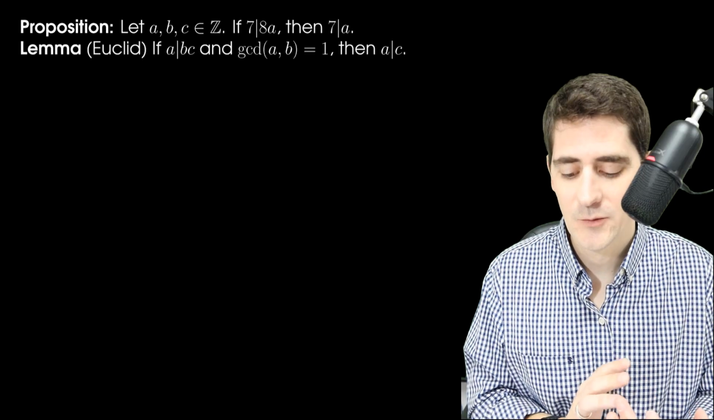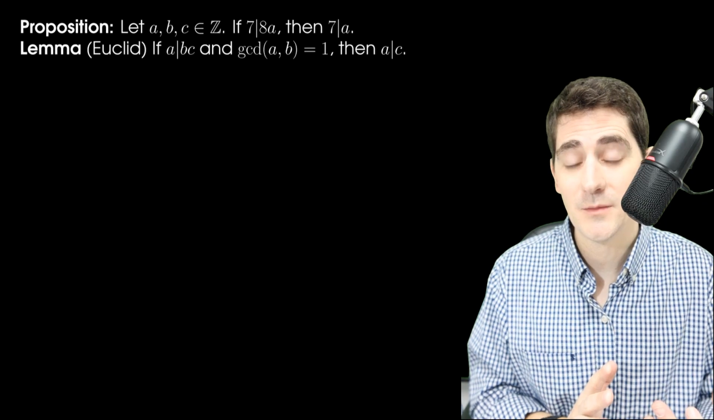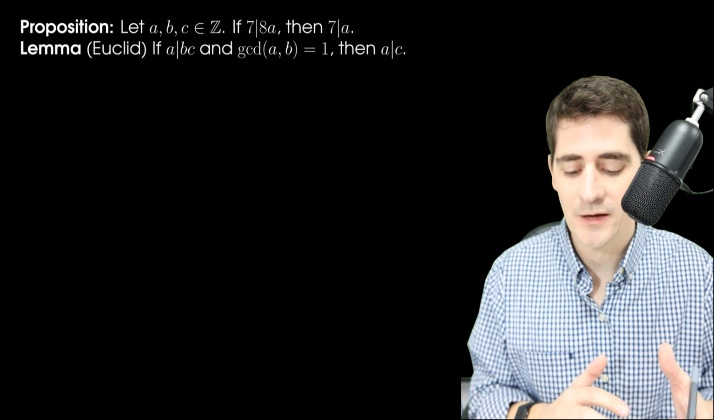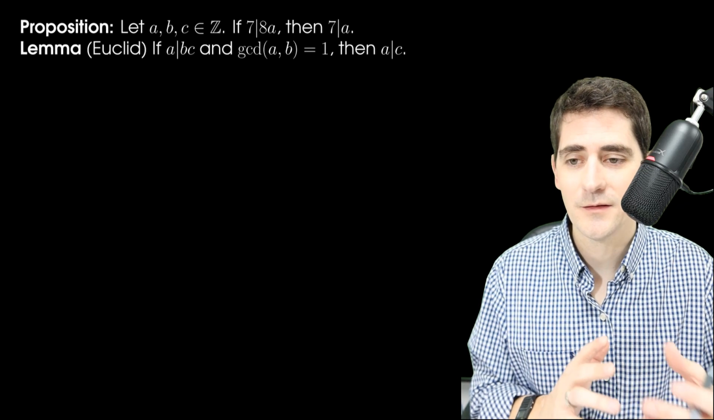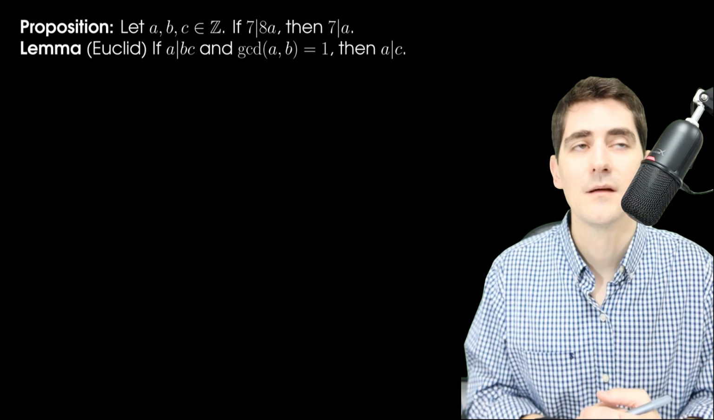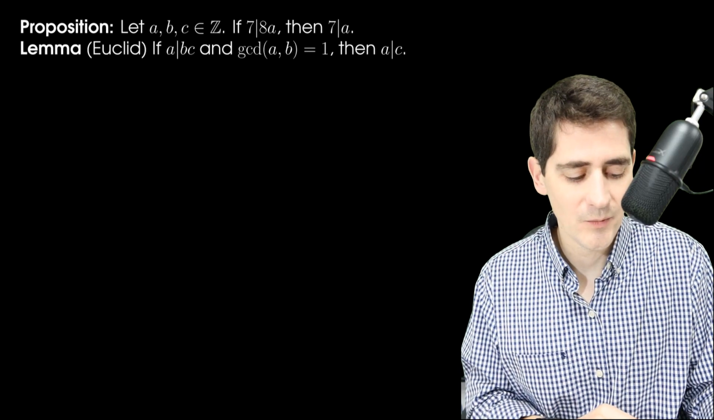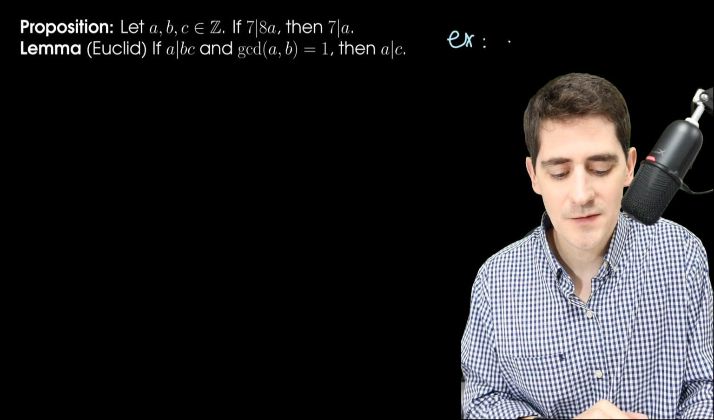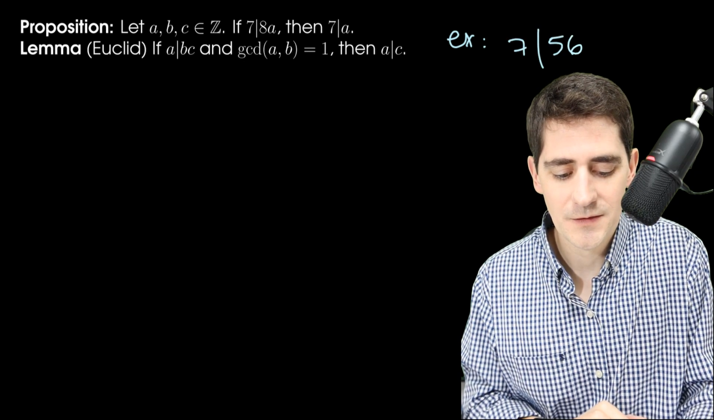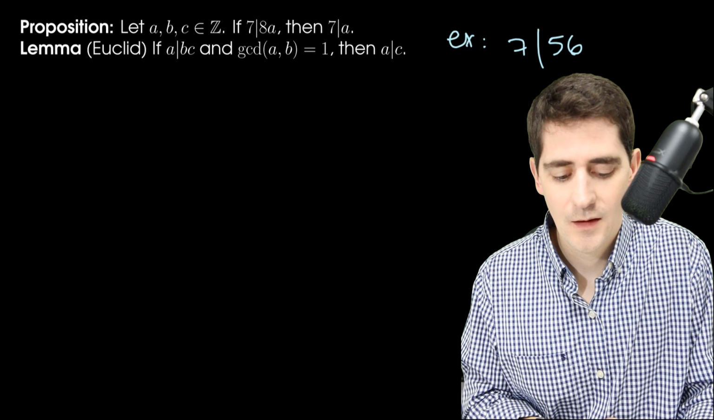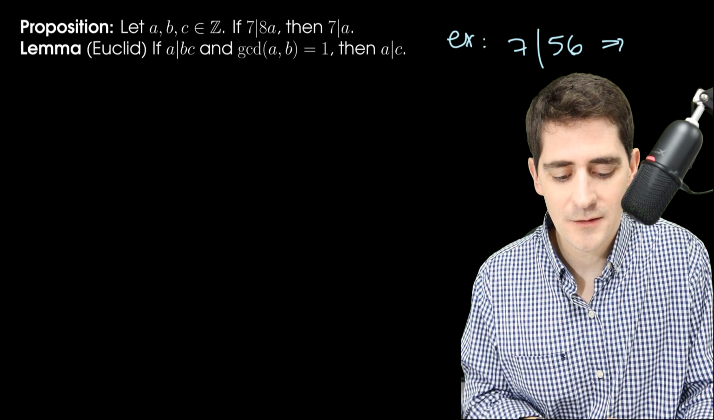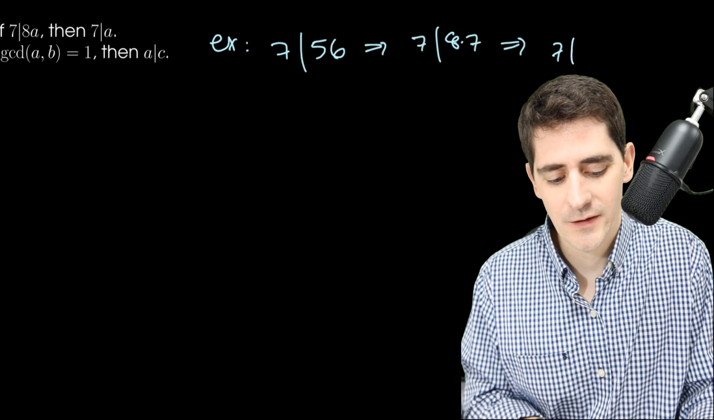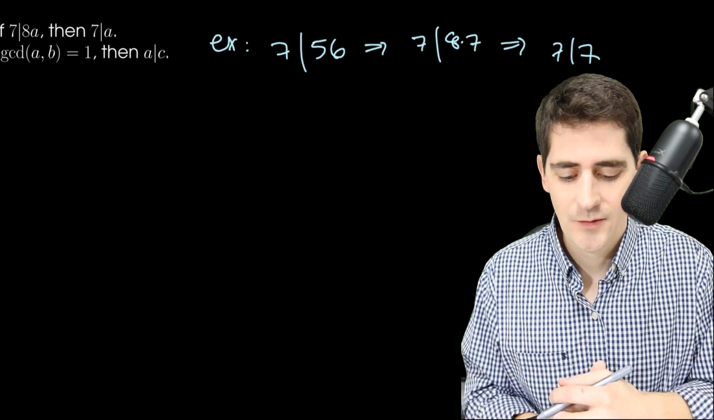Okay, so this time I have a proposition here that says we're going to let a, b, and c be integers. And I'm saying if 7 divides 8 times a, then 7 divides a. Now I need to think about that for a second. Let's try to come up with an example. So I need 8 times something that 7 divides. So maybe 7 divides 56, for example. And what this is saying, so I can write 56 as 8 times 7, and this is saying that 7 divides 7. Okay, I think that makes sense. How do we prove it?